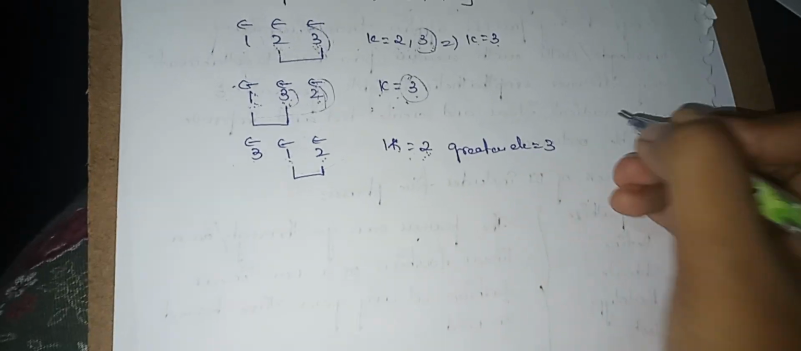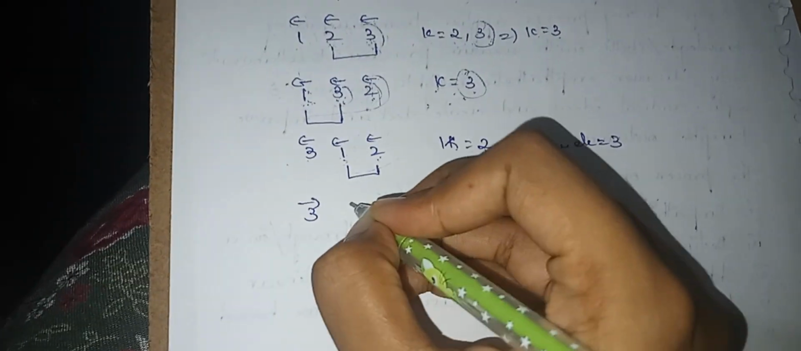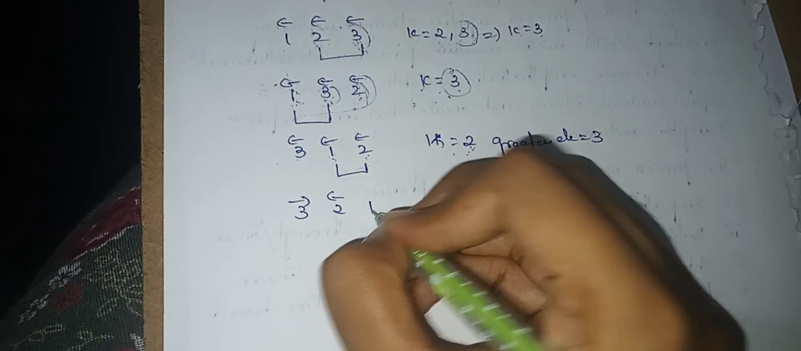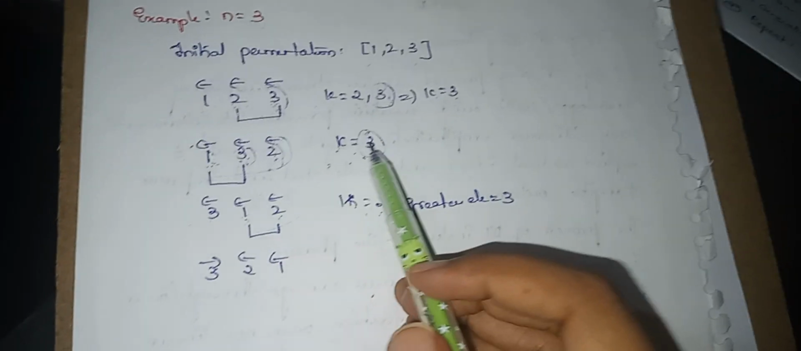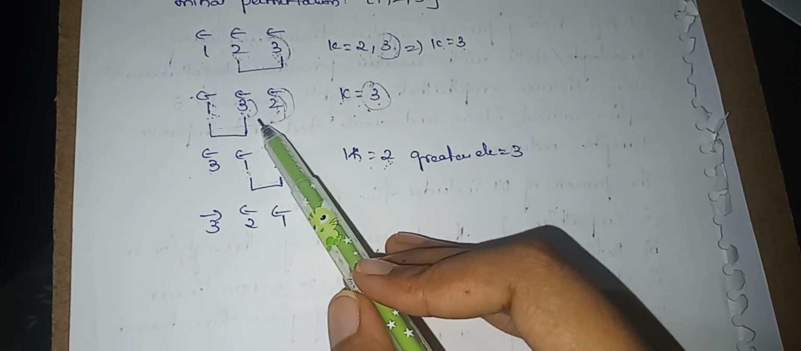So now k is 2. For k equals 2, there is a greater element that is equal to 3. Now change the direction of 3 and swap as usual 1 and 2. So change direction, don't get confused. In the earlier step, k equals 3, there is no greater element than 3, therefore simply we have swapped and ended it.